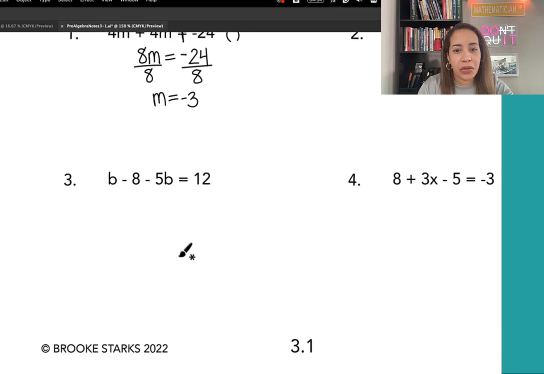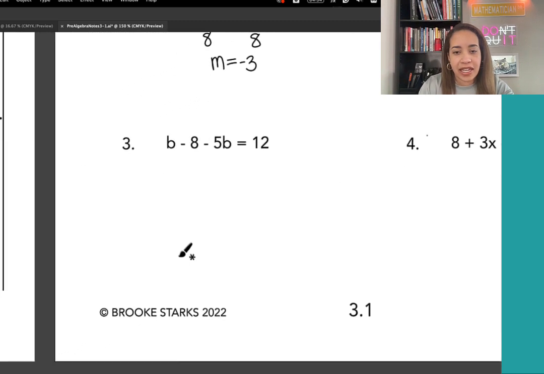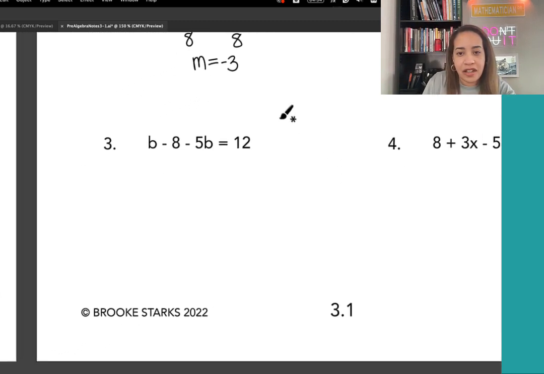Let's try out number 3 together. So again, I'm reminding myself, don't call me after midnight. That phrase helps me to remember the steps in order, where D stands for distribute. Again, I do not see any parentheses in my problem, so that's how I know I don't need to distribute.